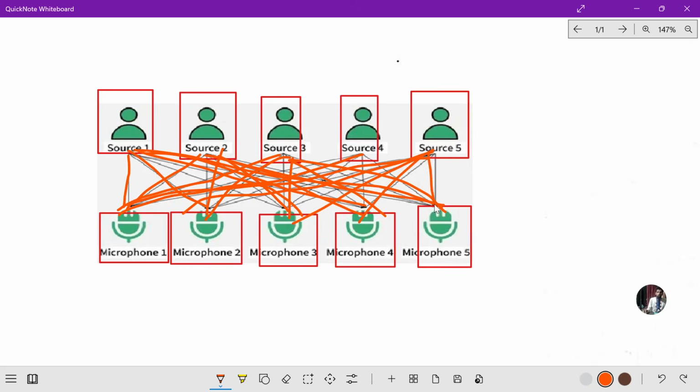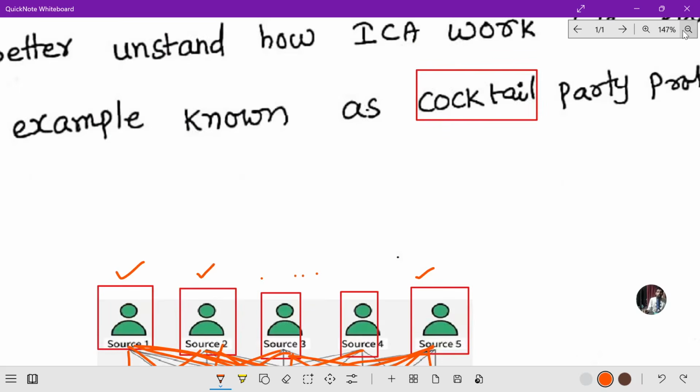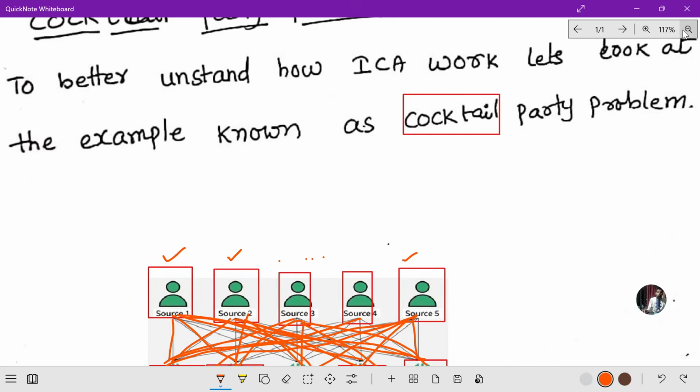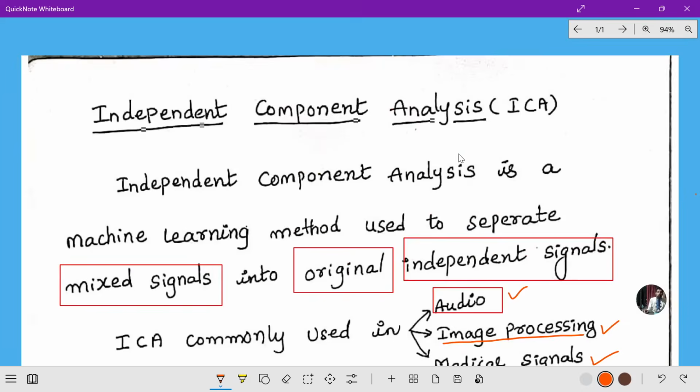So what is going to happen in this? Source 1 is connected to all microphones. Source 2 is connected to all microphones. So on, up to all sources being connected to all microphones. We need to find out where the actual voice of source 1 is. We need to find out only the voice of source 2, and so on up to source 5. So this is called the ICA cocktail problem. Remember all of you, this is called the cocktail problem in independent component analysis.